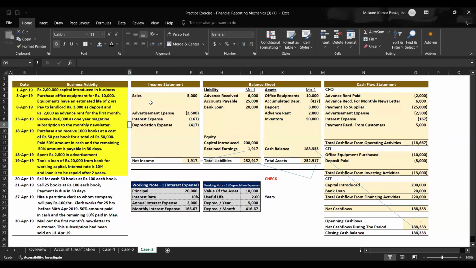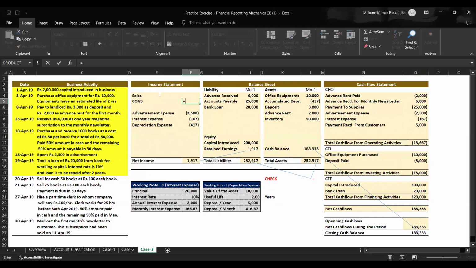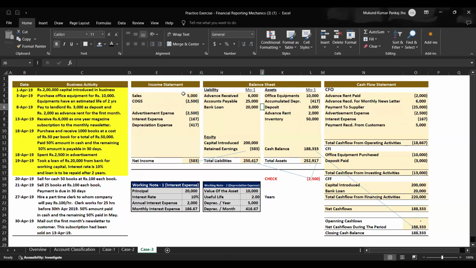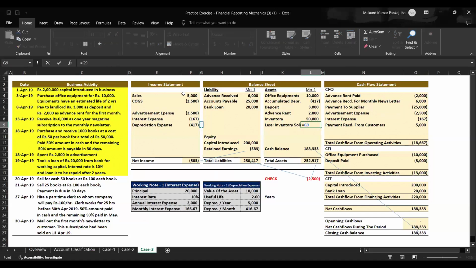Now, what is the next entry? COGS, cost of goods sold. 50 books have been sold. What was the price at which it was purchased? It was purchased for 50 rupees. So 2,500 is the cost of goods sold. In inventory, we will have to reduce the inventory sold. So that becomes my 2,500. And here my balance sheet is getting matched.